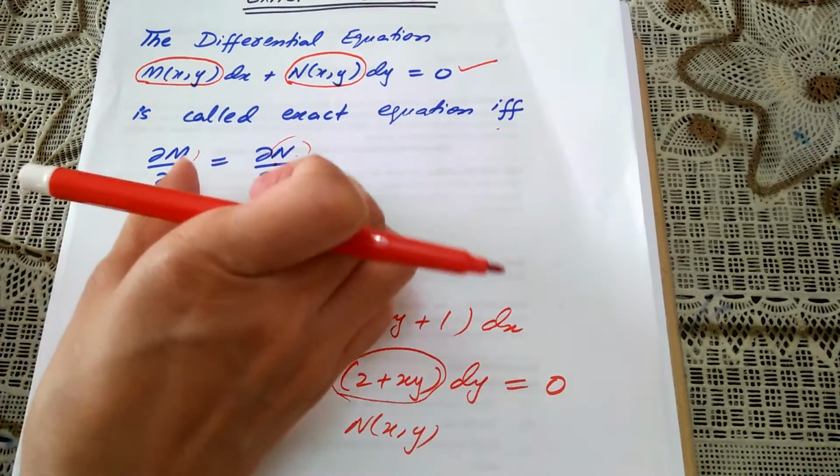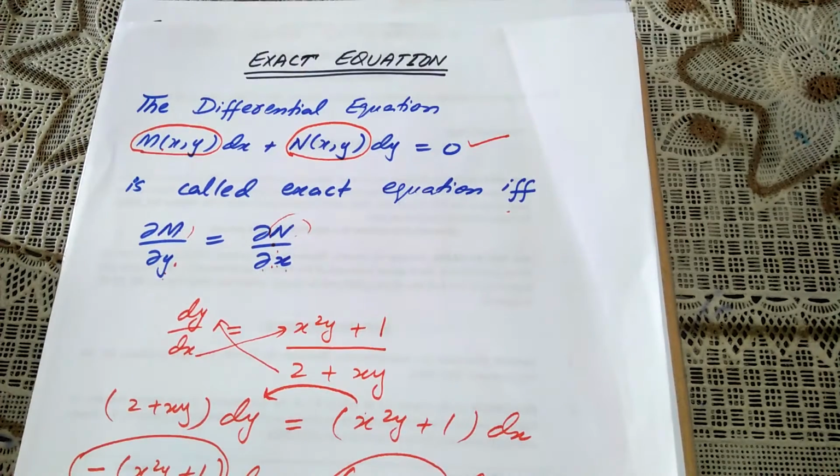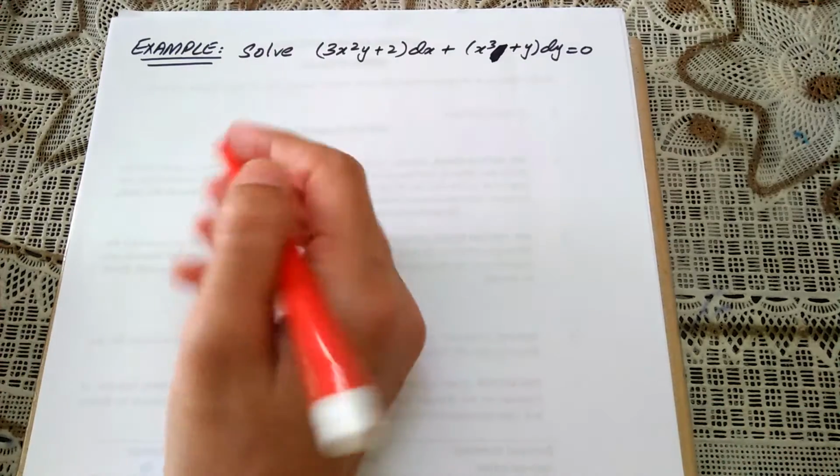Now you will figure out whether this is equal or not, and then you will move on to the specified method of solving the exact equation. Let's move on to the specified method of solving the exact equation.